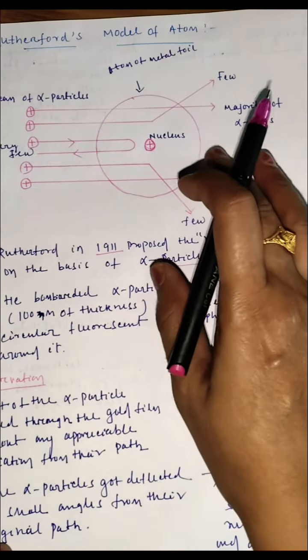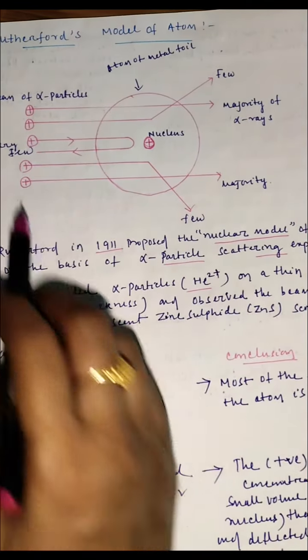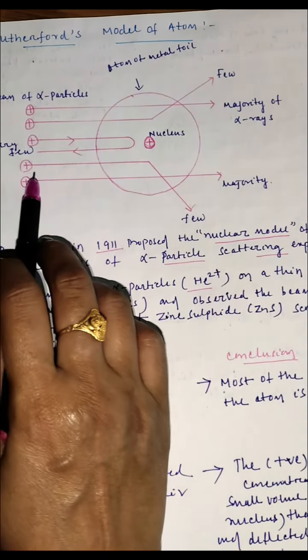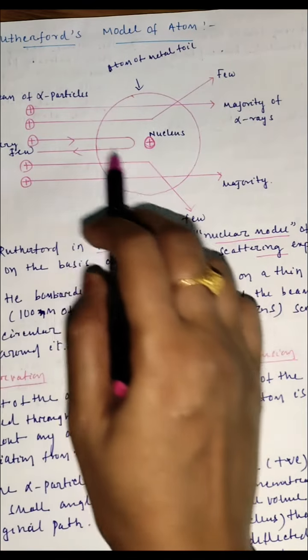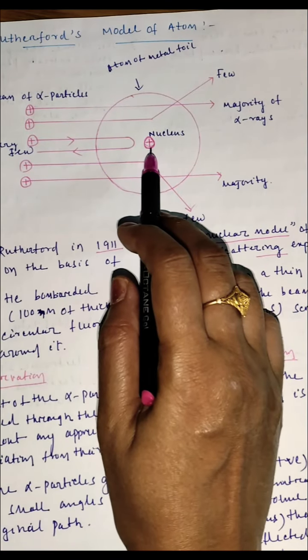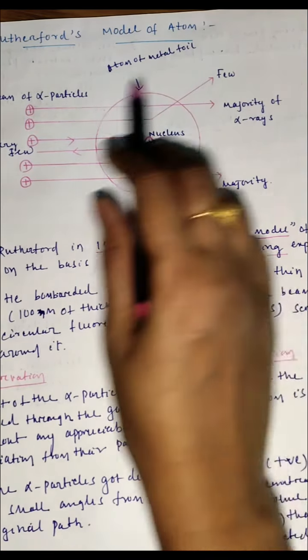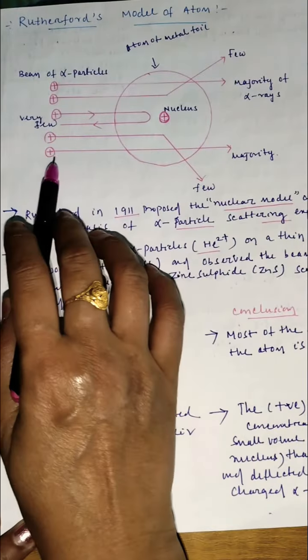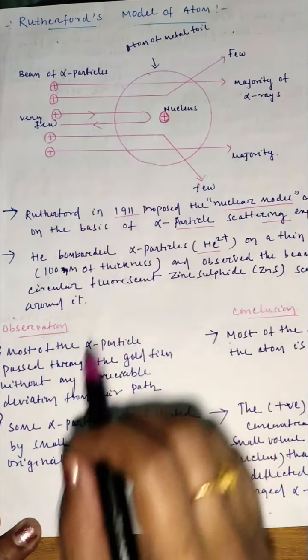Okay. Now see here, this is the image where this is the beam of alpha particles, which are doubly charged helium particles, and this is the atom where at the center is the nucleus. And what happens here is the observation. When the alpha particles bombarded the gold foil, what is the observation?